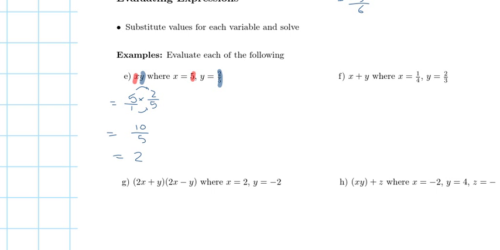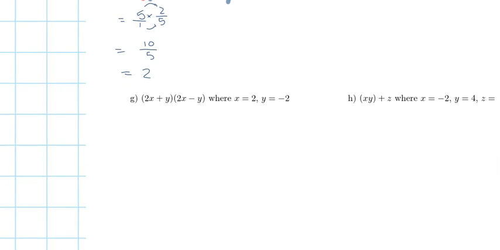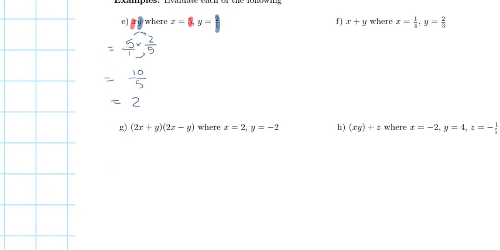I'm going to do this one with you. I'm going to leave you to do F and H by yourself, okay? So I have 2x plus y times 2 minus y, where x equals 2 and y equals negative 2. So what do I do? So I'm replacing x with 2 and y with negative 2.